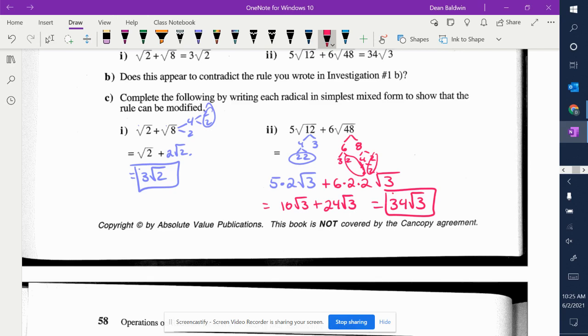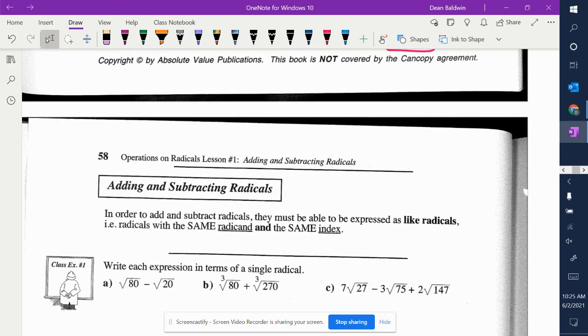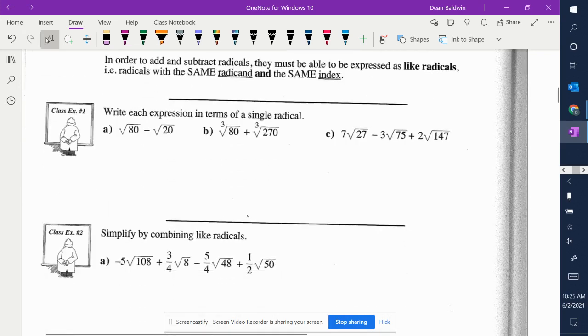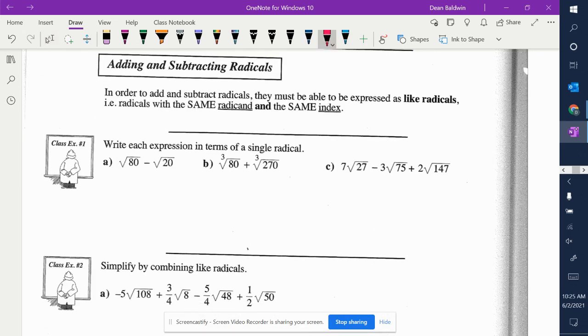So let's do, well, let's do this one. Next page, we'll do C here. Okay. They have the same index number, which is 2. That's good. But the radicands are all different. Okay? So we're going to break them down.